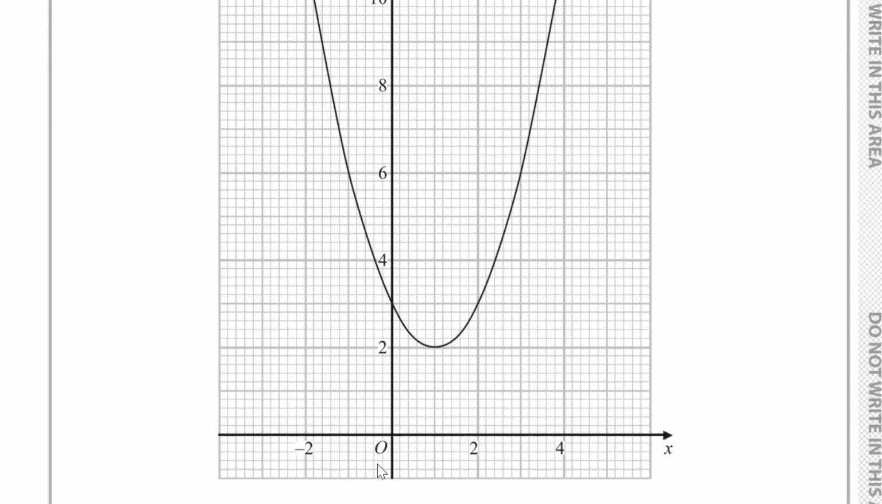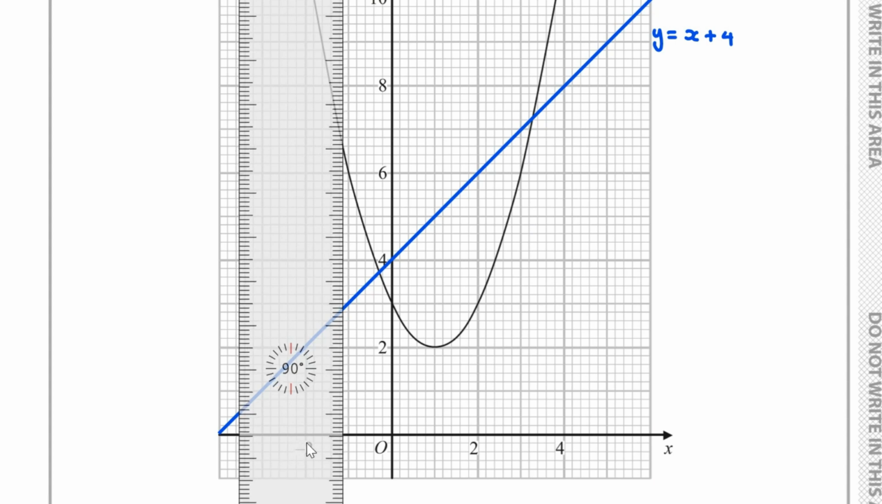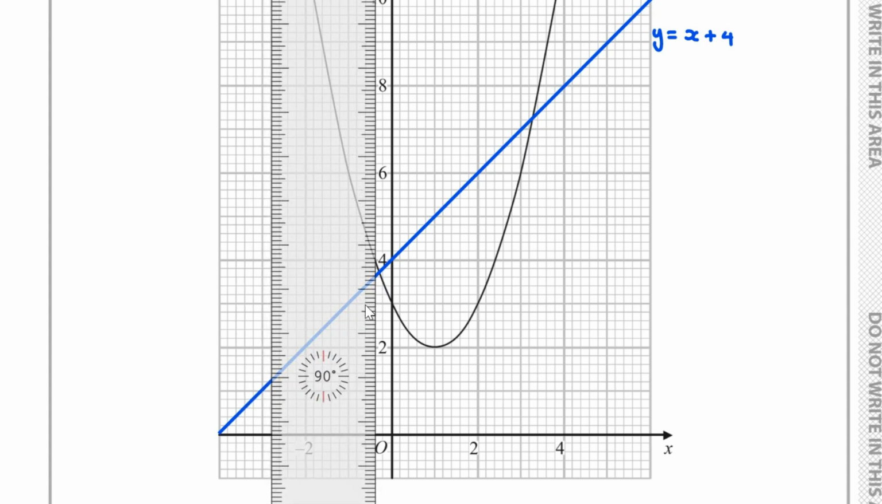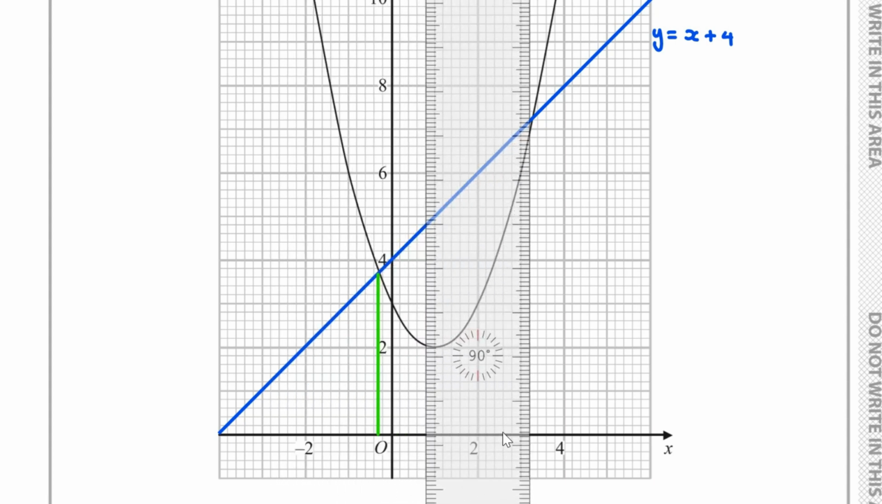Of course, we've got a gradient of 1. It passes through the point 4 over here, so it looks something like this. What's drawn here is the graph of y equals x plus 4, and where this graph intersects this curve are where the solutions are. So if we find the intersection points, we've got one over here, and we've got another one over here.